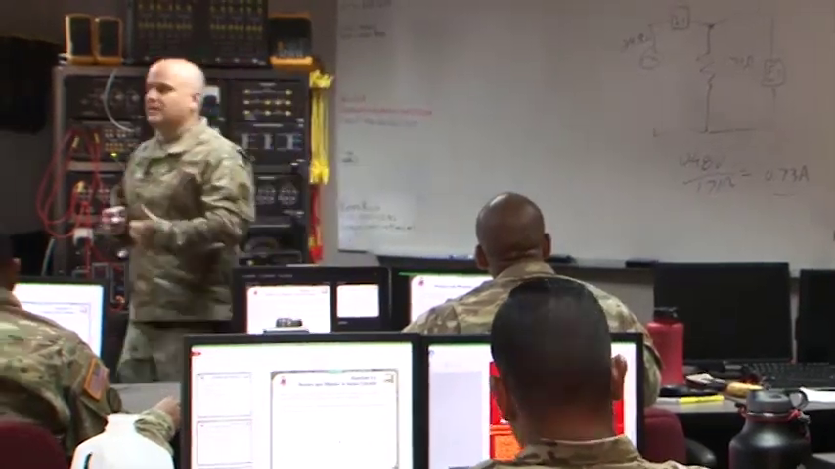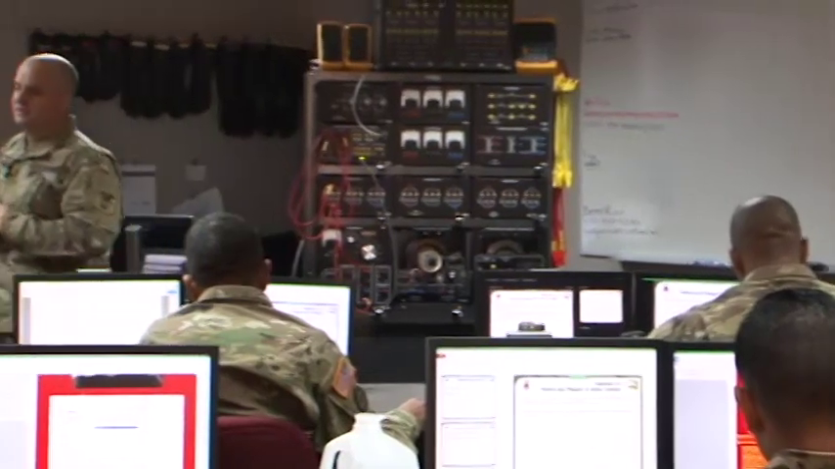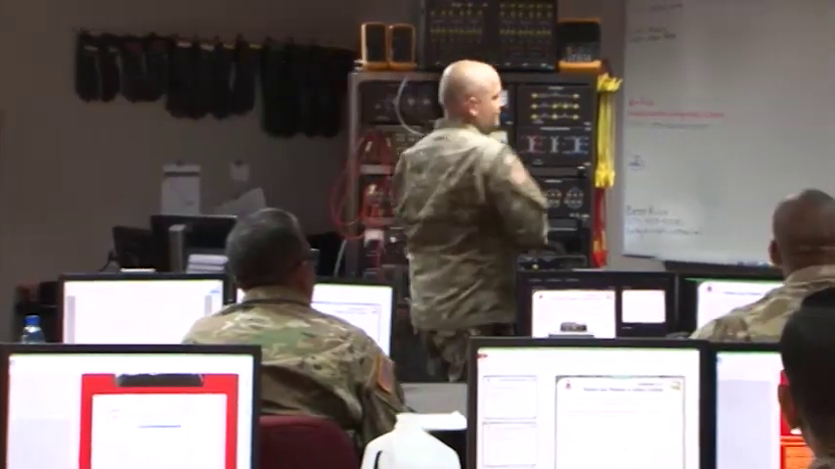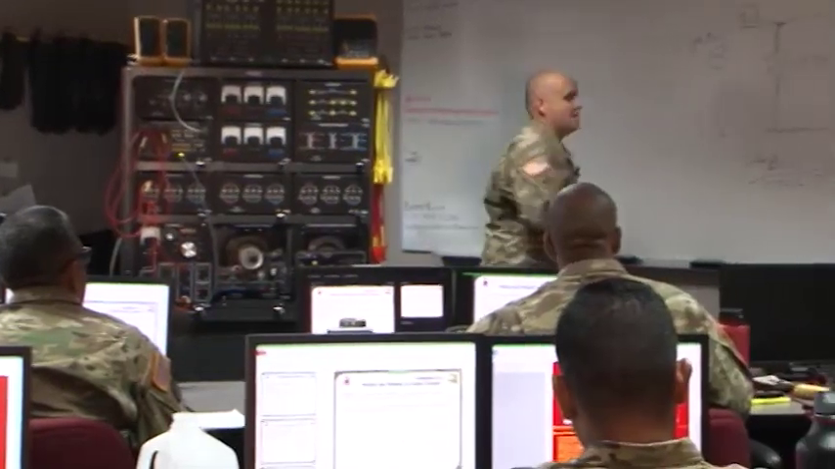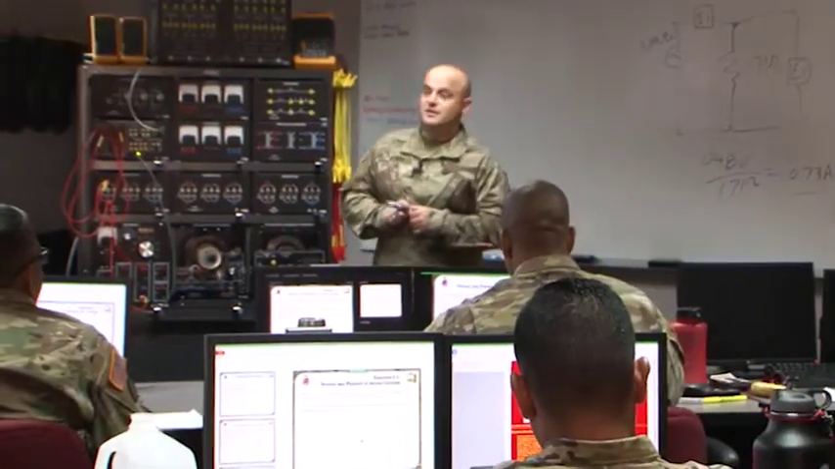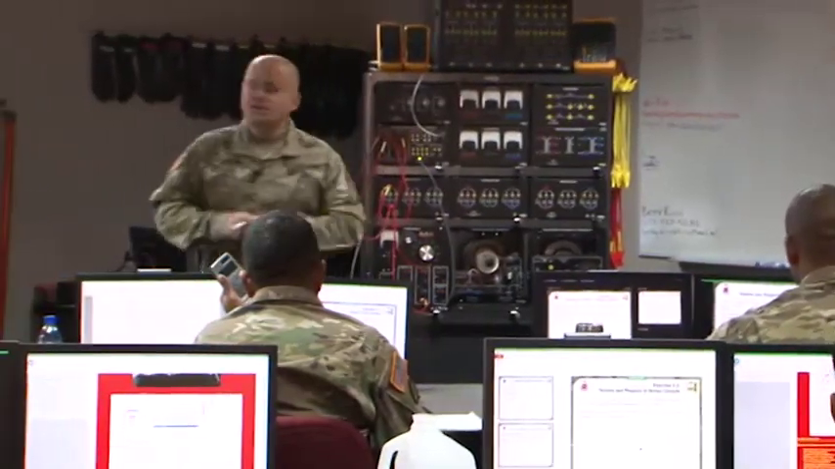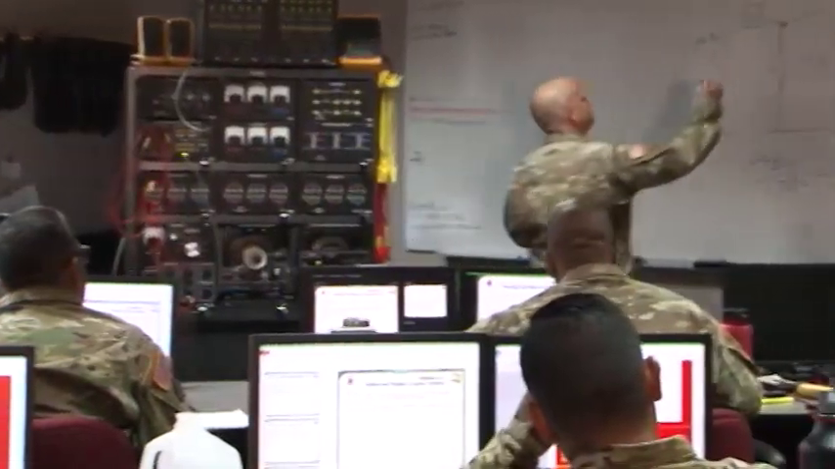And also, just an additional step, if we were to calculate the apparent power of that one, what would be the apparent power of this circuit? 91.1. Now, how do we get that? E times I.